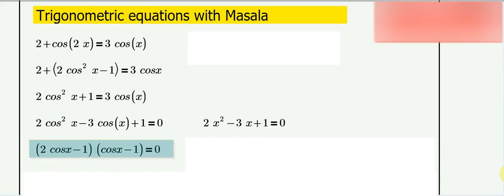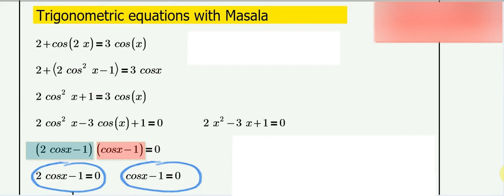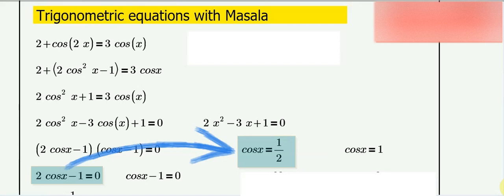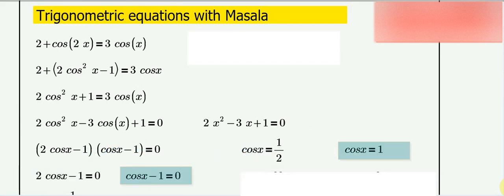Again, the only way we're going to get positive 1 is to use either a plus 1 or a minus 1, but we want this negative in the middle, so it looks like it's going to have to be negative 1 or negative 1. And now we do the same trick, we just set each piece equal to 0. If we set the first piece equal to 0, we'll add 1 and divide by 2 and get cosine of x equals 1/2. And on the other part we'll get that cosine of x equals positive 1.